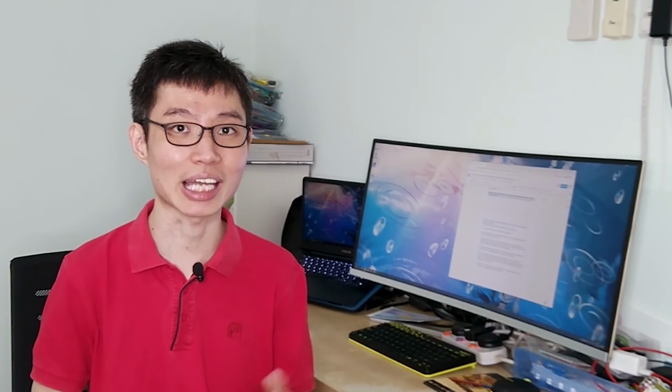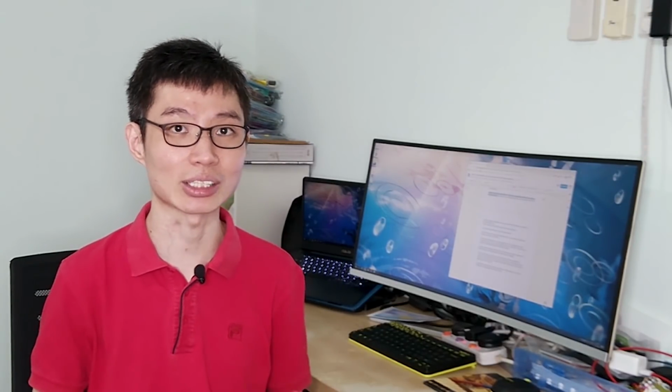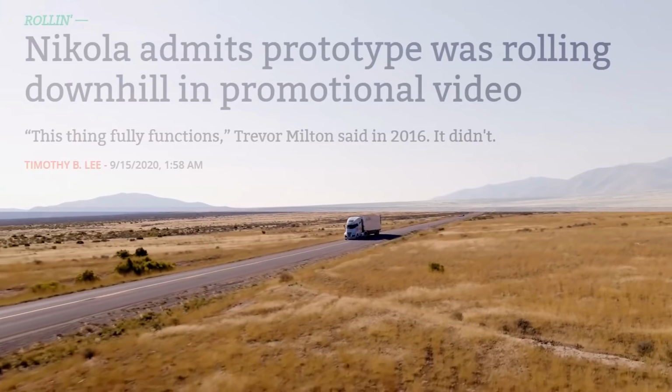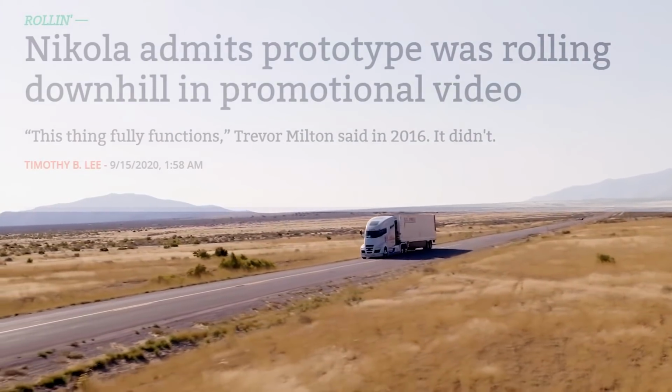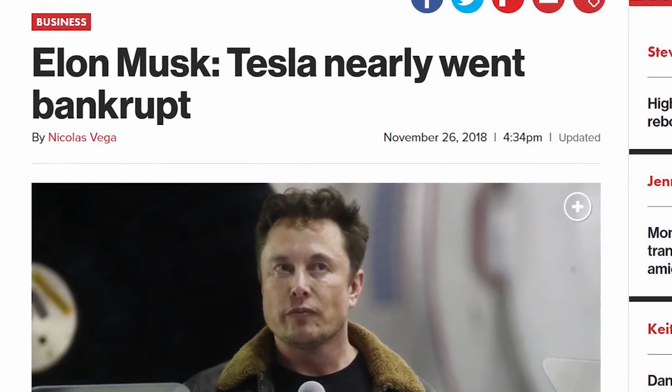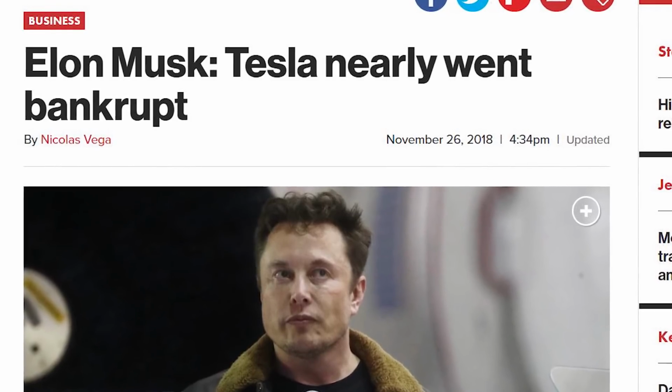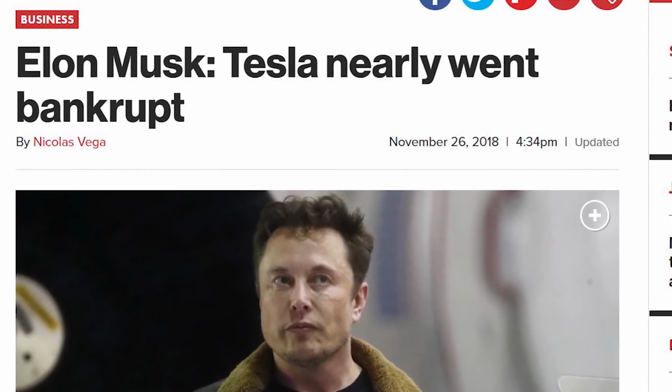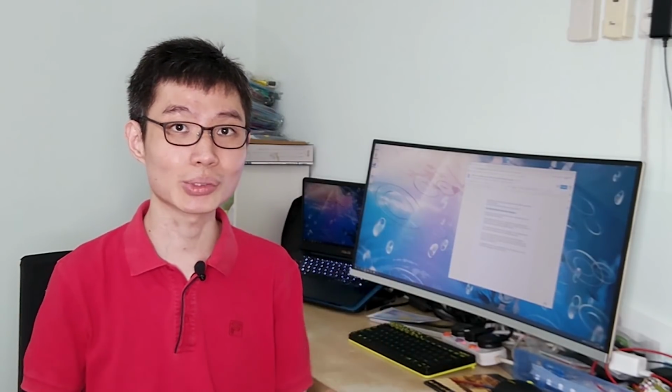The growth is not guaranteed. Like, there are many things that can go wrong. The company may be cheating investors by rolling a prototype down the hill, or they are unable to execute the plan properly. Like before Tesla became successful, they almost went bankrupt. So if you want a higher growth, you need to have a higher risk.